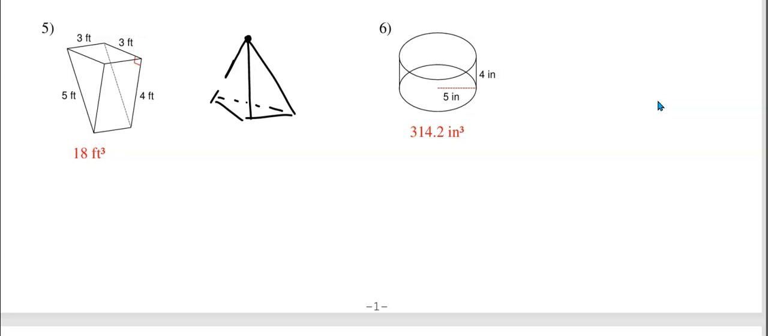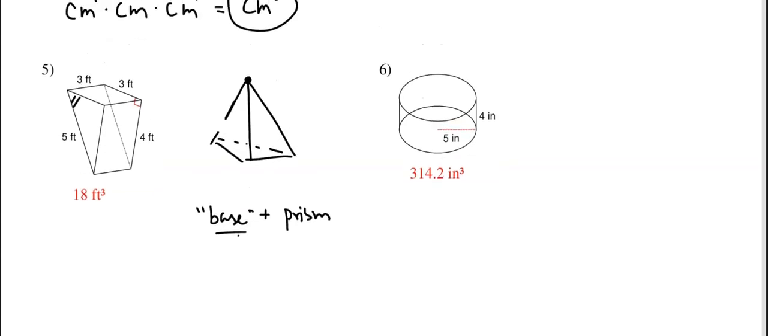This is a prism. What kind of prism is it? Remember earlier we talked about a prism. You use the base name and add the word prism. And this base, I'm going to color it. That's a triangle. That's another triangle, not just any triangle. All right, it's a right triangle.